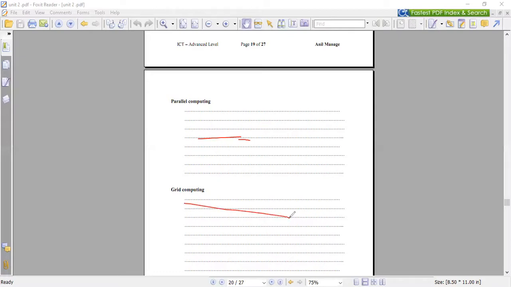Then we'll go to grid computing. Grid computing is also the same kind of thing, but with a distributed architecture. As an example, the processing power of several computers is combined and working together, or the storage capacity of several computers is combined together. So that is called grid computing.